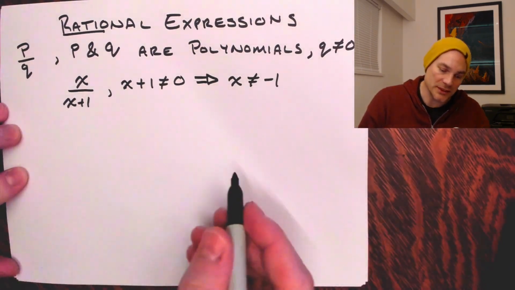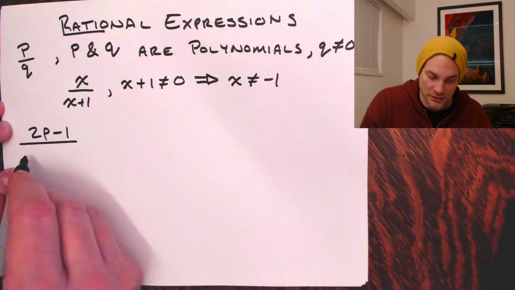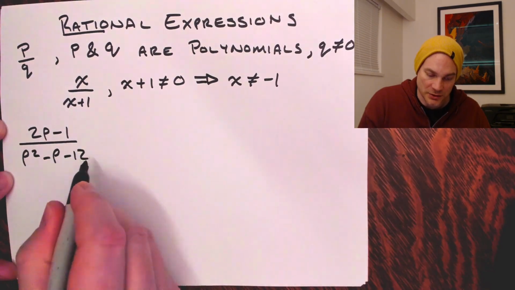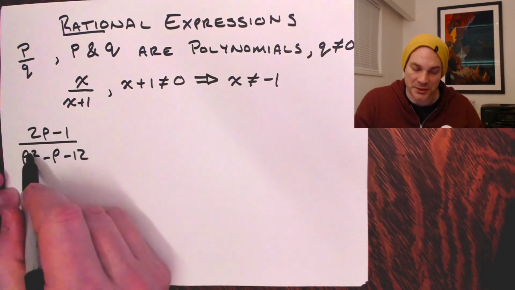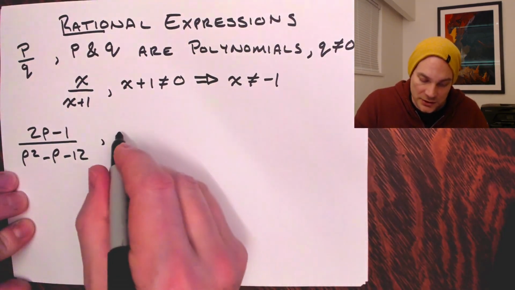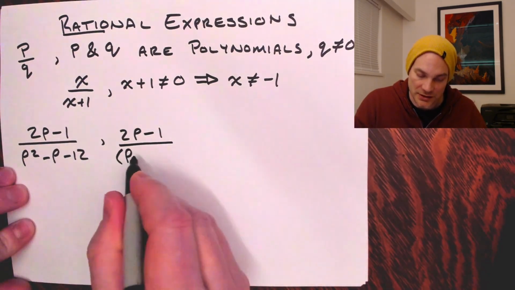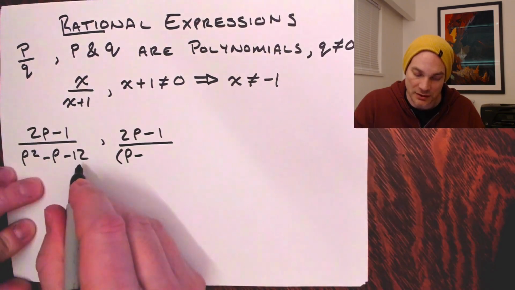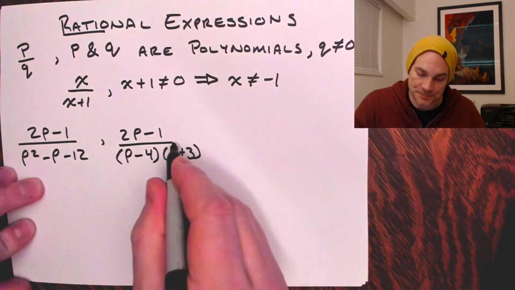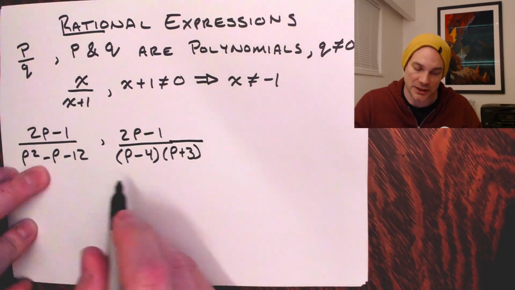So if we had something a little bit different, what if we had 2p minus 1 over p squared minus p minus 12? We've changed the variable to p, but it is the same. It hasn't changed anything. So we have 2p minus 1, and then I'm going to factor this. Factored, this is p minus 4 times p plus 3, because negative 4 times 3 is -12, and when we add them, we get -1.